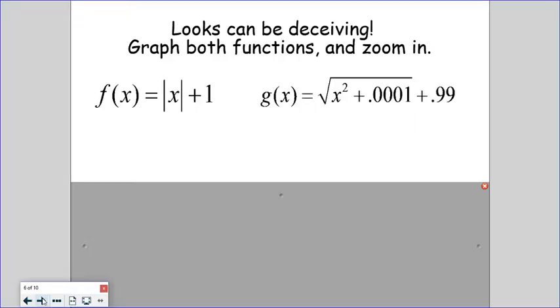So just give me a normal Zoom 6, a standard window. And we're going to look at those two functions laid on top of each other and talk a little bit about what we're seeing and what we would assume is happening there.